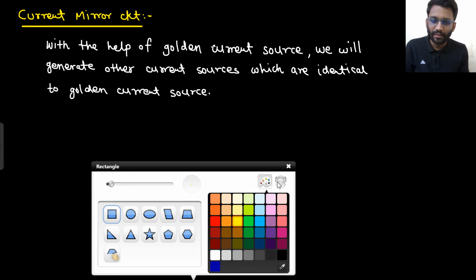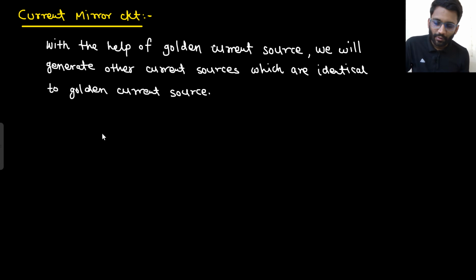So basically, you will already have a golden current source. This is the golden current source you are having.